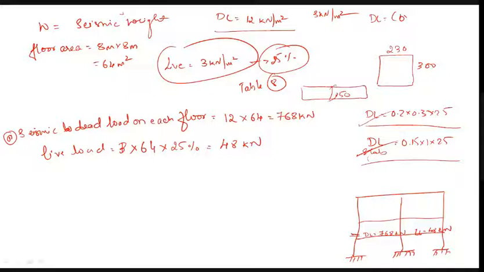When you add these two, dead load plus live load, how much will it be? Add this and this, the total is 816 kilonewton. So the load on each floor is 816 kilonewton. Now, as given, on the roof there is no live load, hence the seismic weight on the roof is 768.